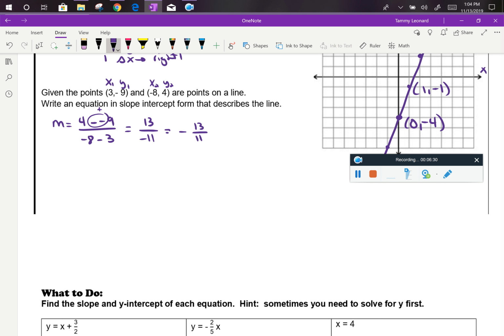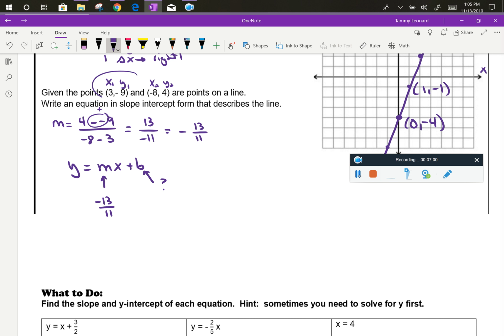Next, we're asked to write an equation in slope-intercept form. So I know the slope, but I don't yet know the y-intercept. So if I'm thinking y equals mx plus b, right now I know that my slope is -13/11. I don't know what this b is. And then I have these variables x and y. Well, each of those points that they gave me in the original problem is an x and a y pair.